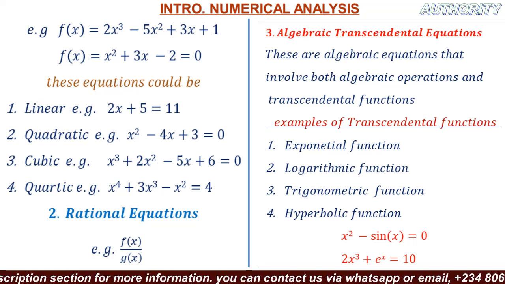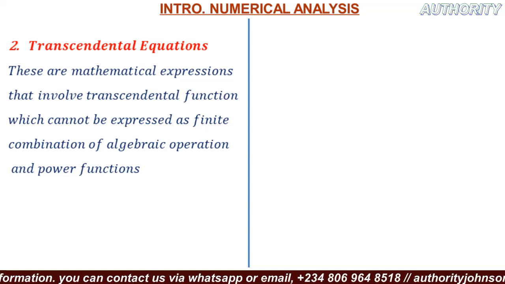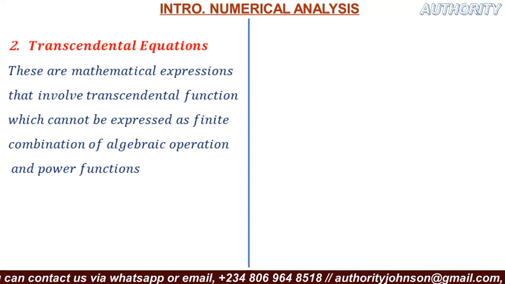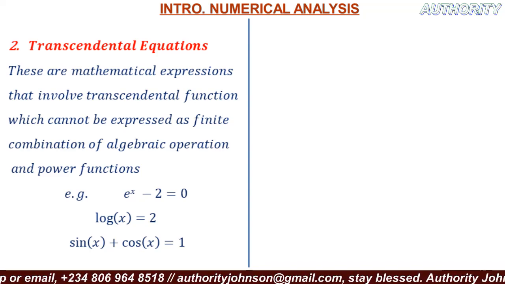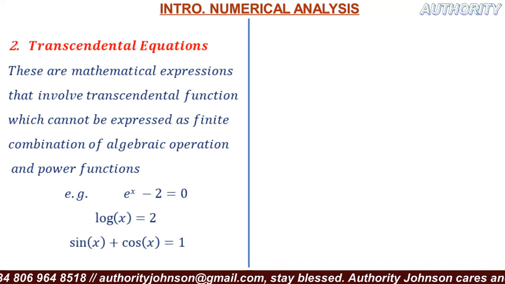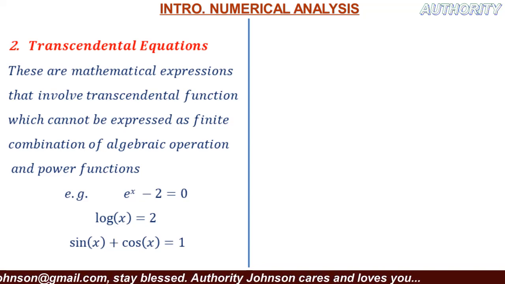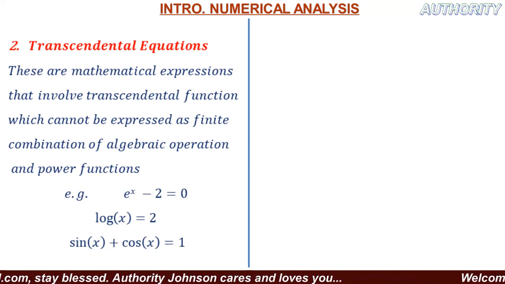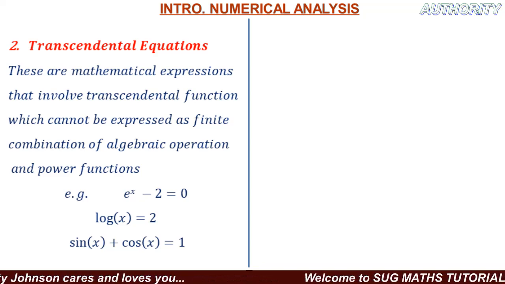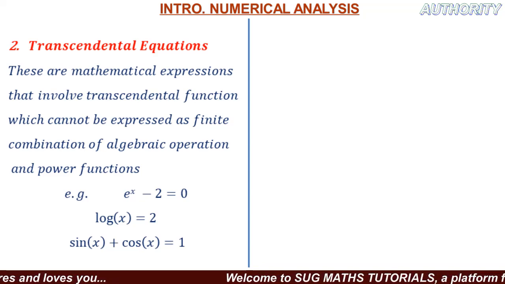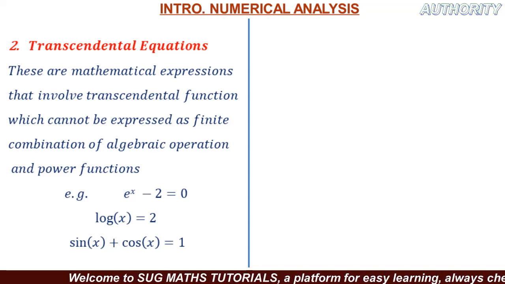Now let's go to transcendental equations. A transcendental equation is a mathematical expression that involves transcendental functions which cannot be expressed as a finite combination of algebraic operations and power functions. Example, we have exponential x minus 2 is equal to 0. This is a pure transcendental equation. There is a difference between a transcendental equation and an algebraic transcendental equation. As the name implies, an algebraic transcendental equation is an algebraic equation that involves transcendental functions. But when you talk about purely transcendental equations, these are explicitly for transcendental functions. Example, you can have something like log x is equal to 2, or sin x plus cos x is equal to 1. So these are examples of transcendental equations.